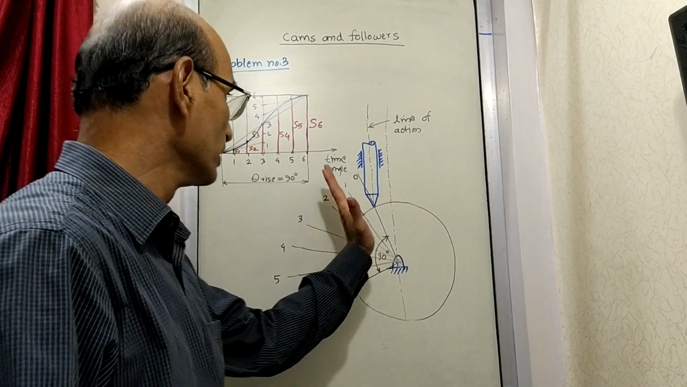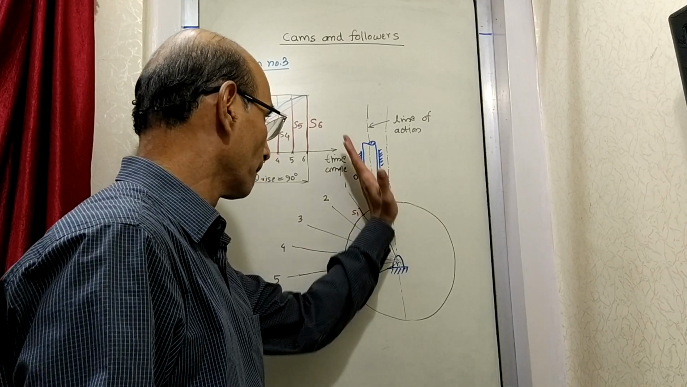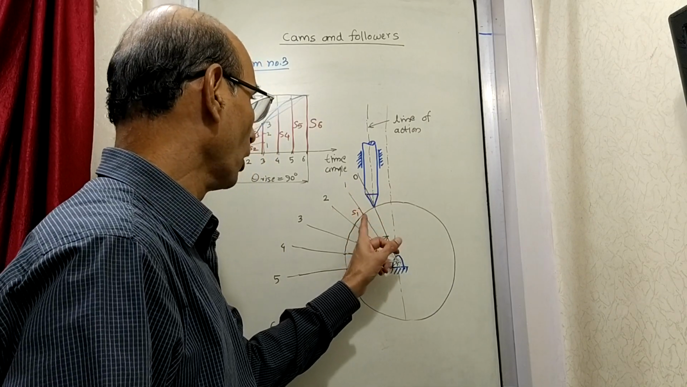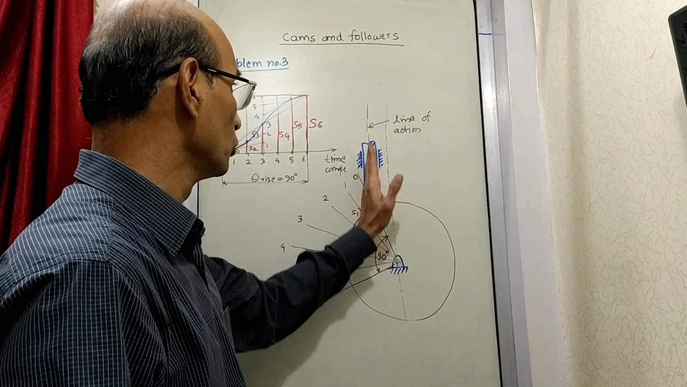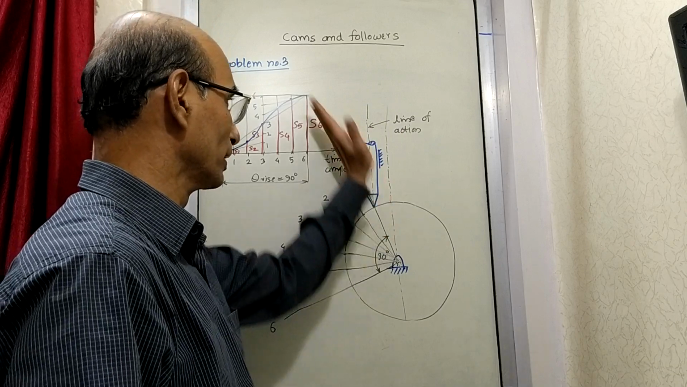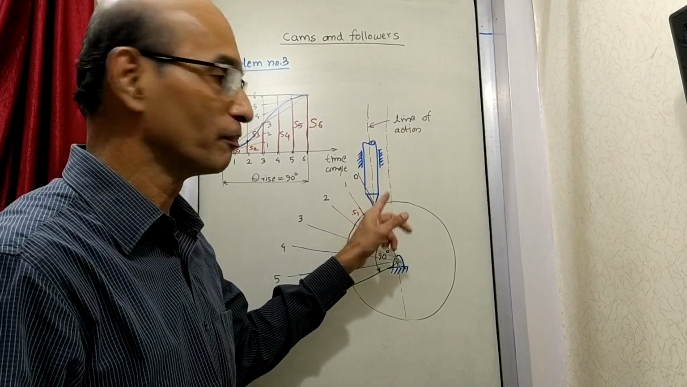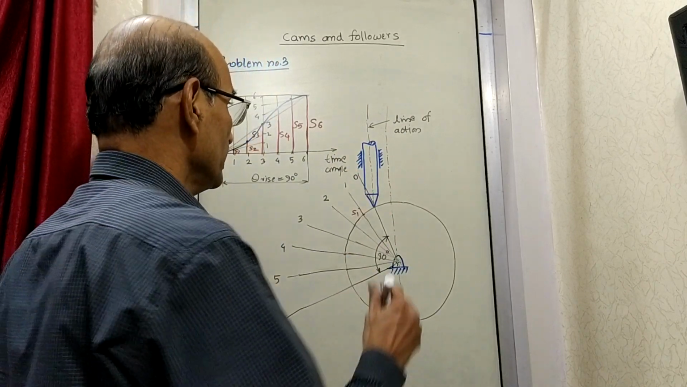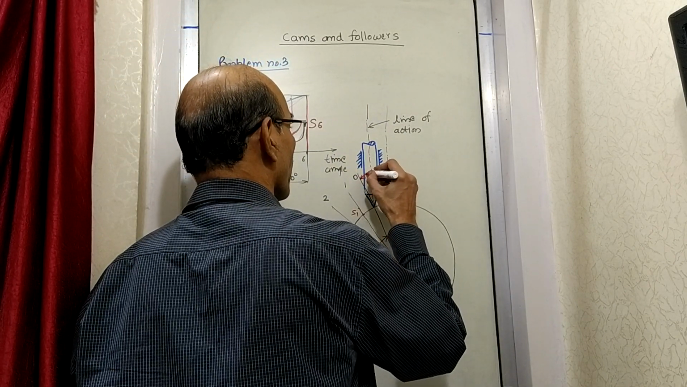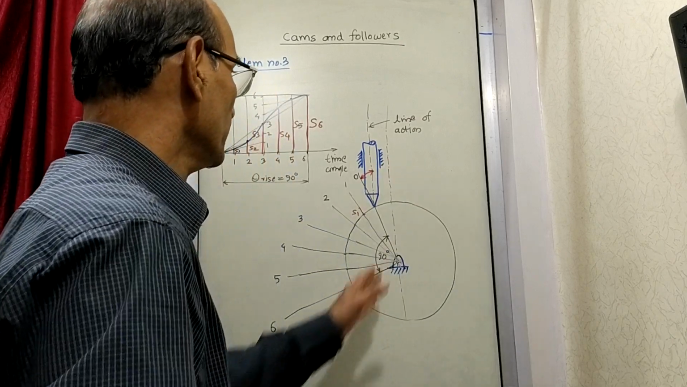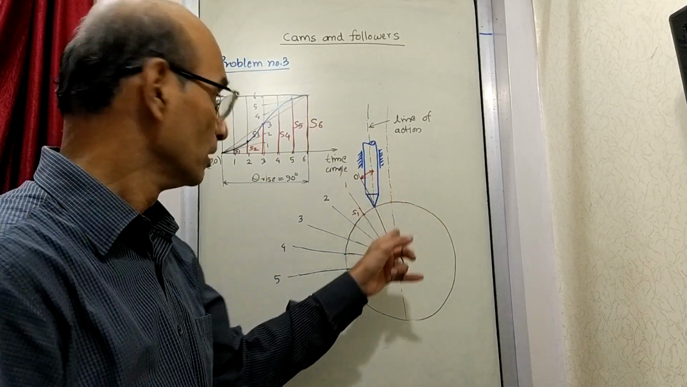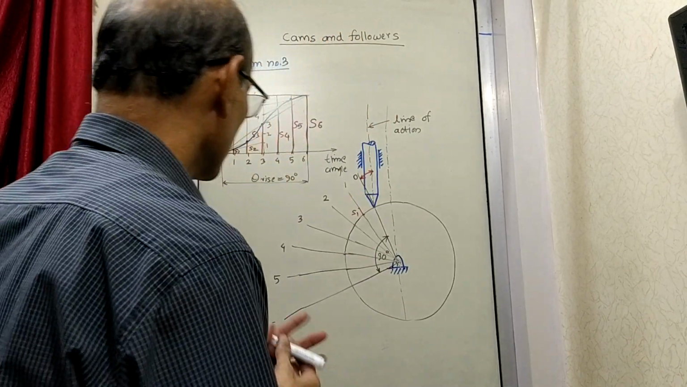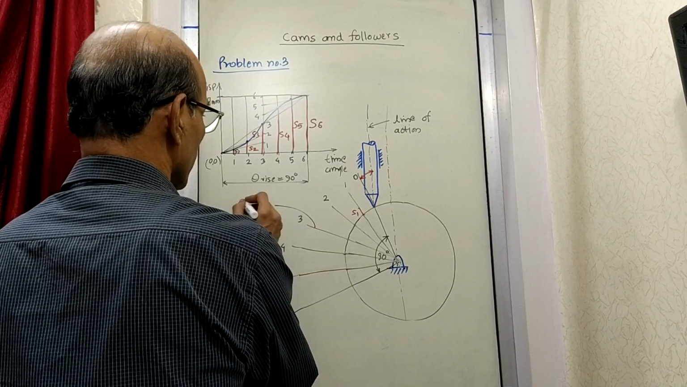See now, when this line number 1 comes here, that is the first division. At that time, the follower is going to move like this. The follower is not going to move like this. The follower is here. That means between the line of action of the follower and the radial line, you can see there is some angle. What lines have you drawn? They are all radial lines.